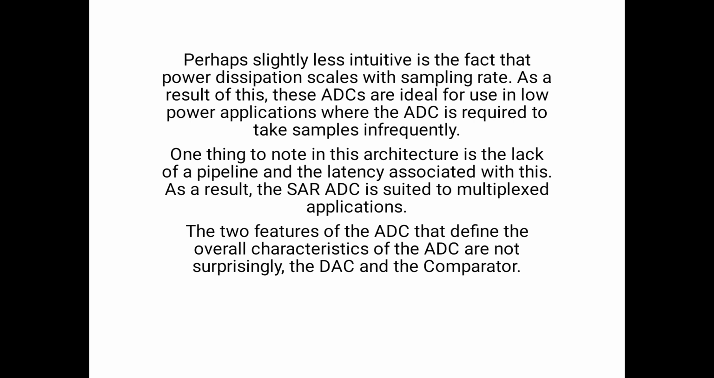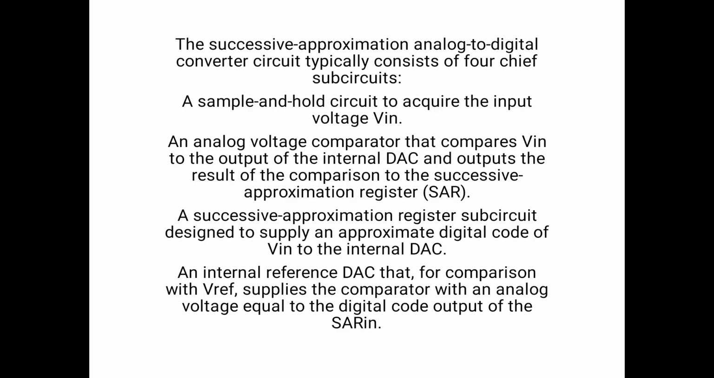The two features of an ADC that define the overall character of the ADC are, not surprisingly, the DAC and the comparator. Successive approximation analog to digital converter circuits typically consist of four sub-circuits. A sample and hold circuit to acquire the input voltage Vin. An analog voltage comparator that compares Vin to the output of the internal DAC and outputs the result of the comparison to the successive approximation register.